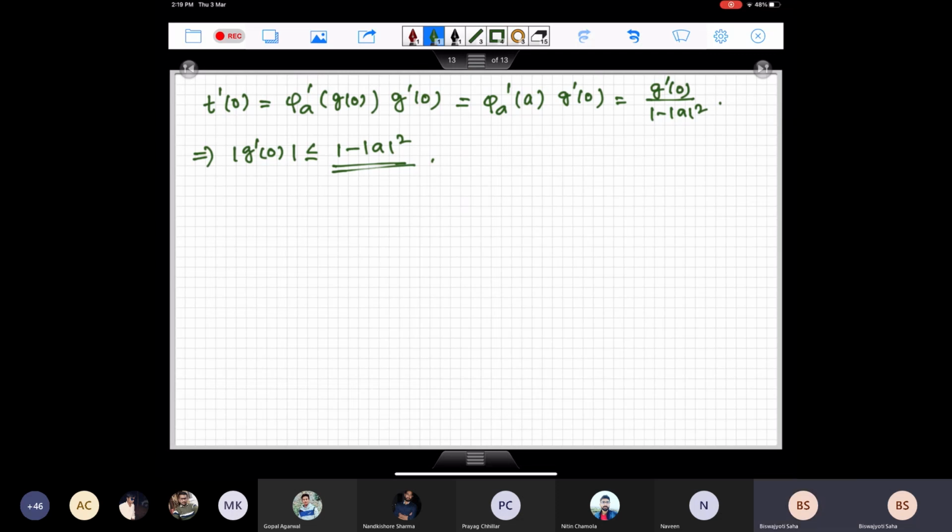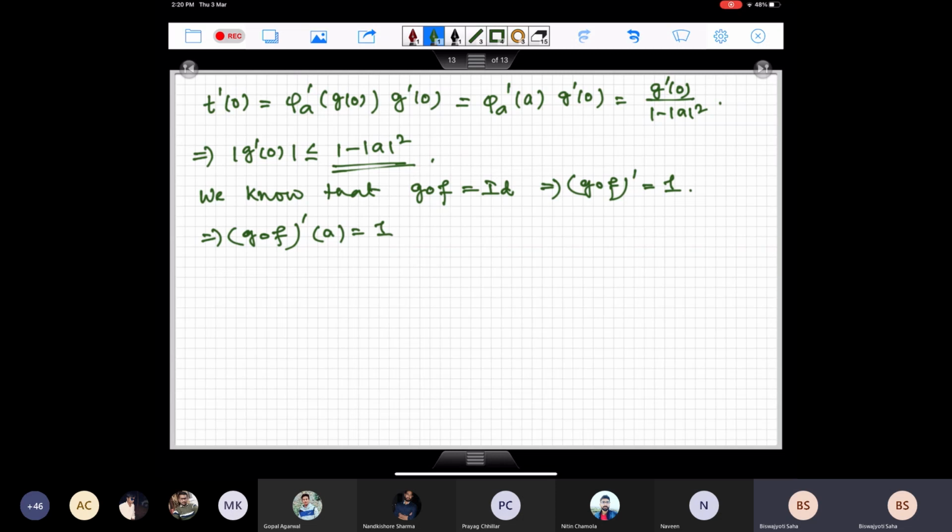Now, here comes the more important part. What do I know about G and F? G and F are inverse to each other. We know that G composed F is identity, right? So G composed F, if I take its derivative, is going to give me 1. In particular, if I evaluate this derivative at A, that is also going to give me 1. Now, what is the derivative of G composed F at A? This is G prime of F of A into F prime at A.